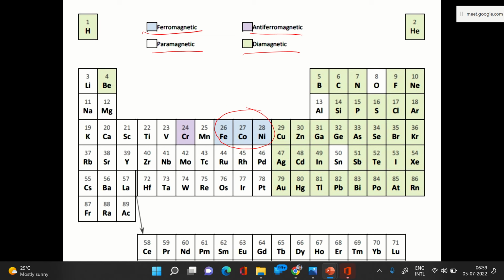Iron, cobalt, and nickel. These are ferromagnetic in the pure elemental state, whereas only one element is antiferromagnetic, and most of the elements that we see are either diamagnetic or paramagnetic. So overall you will find that in the periodic table there is a dominance of paramagnetic material. They are greater in number, as you can see in this slide.